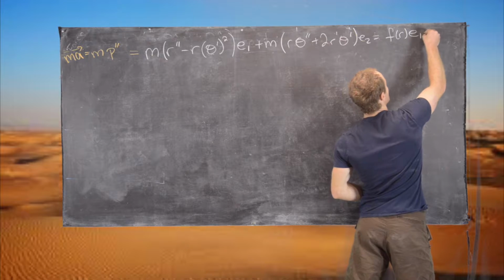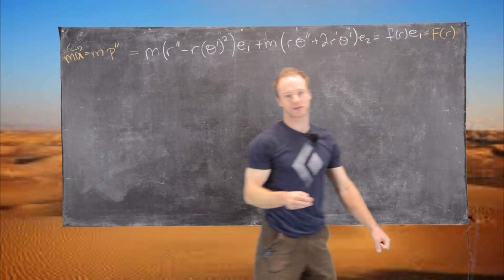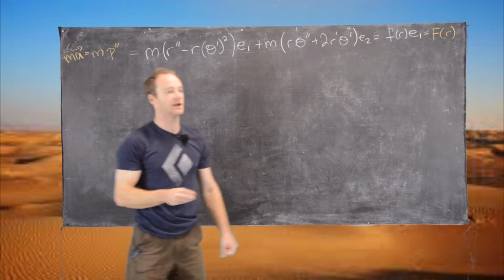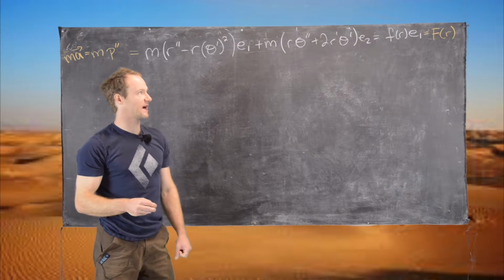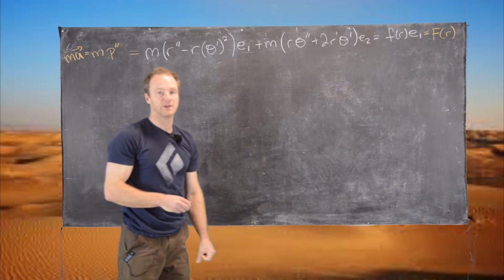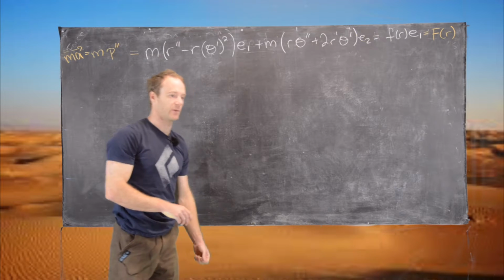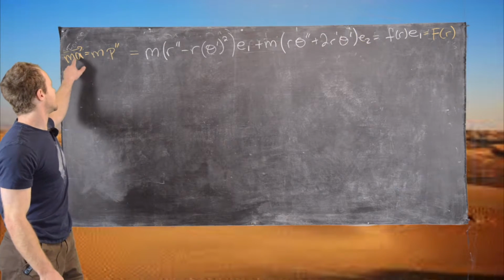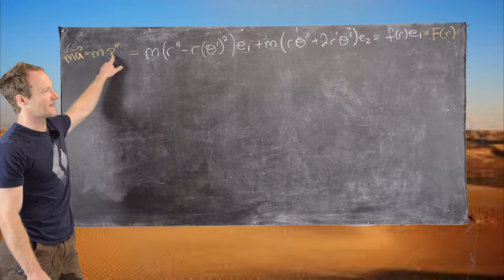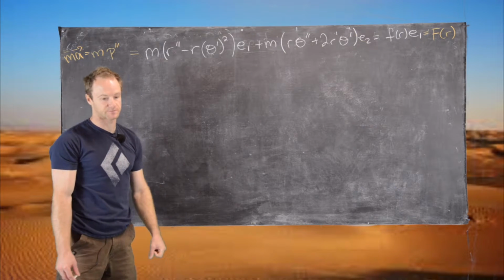And now notice that's equal to capital F of r. Remember, E1 was cosine theta i plus sine theta j, and so that wrapped up all of that. So that's the central force. So in other words, we're measuring the force on the particle in two different ways: by taking its acceleration, in other words, the second derivative of its position, and by looking at the central force.